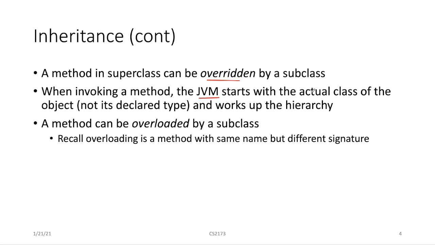Okay, and these class hierarchies can get fairly deep, and that's actually not such a great thing, but they can. So you could have subclasses of subclasses of subclasses. And so what will happen is the Java virtual machine, when it tries to execute a method, will start with the actual class of the object and work its way up until it finds it. And when it finds it, it'll execute it.